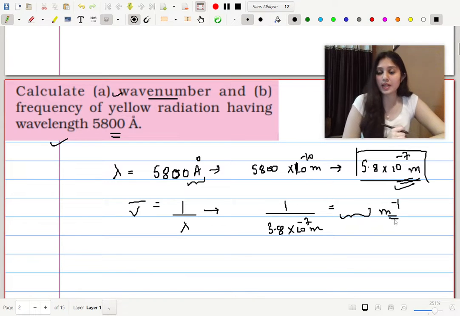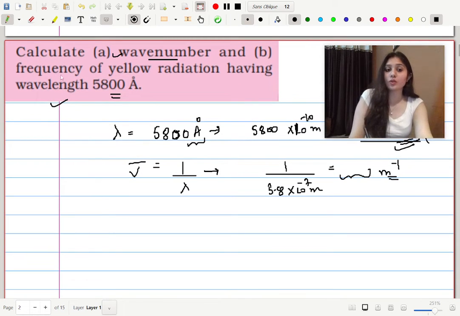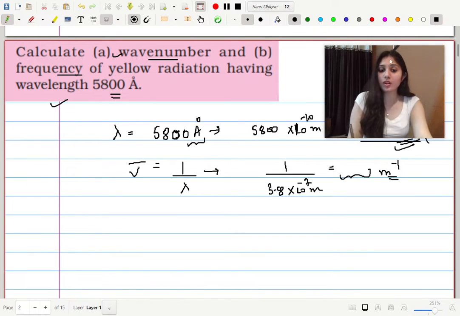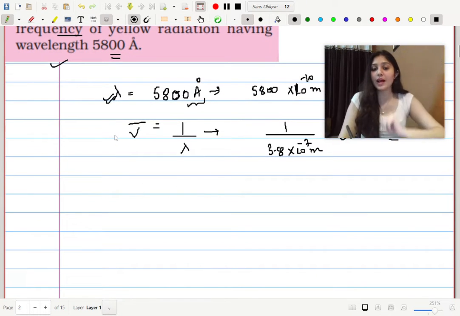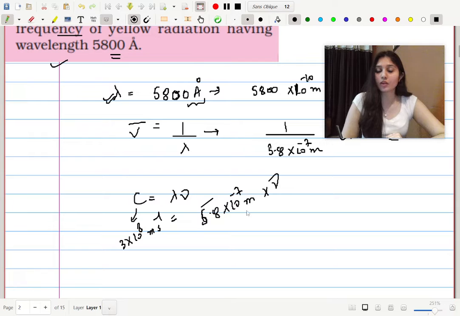Okay, so that's correct. Alright, the second part of the same question says, also find out the frequency. Frequency is what now? I already have the lambda, which means I already have the wavelength. I have to find out the frequency. So c is equal to lambda nu can be the equation which I go for. c is 3 into 10 to the power 8 meter per second. I already know the wavelength, which is 5.8 into 10 to the power of minus 7 meters, and nu is what I have to find out.